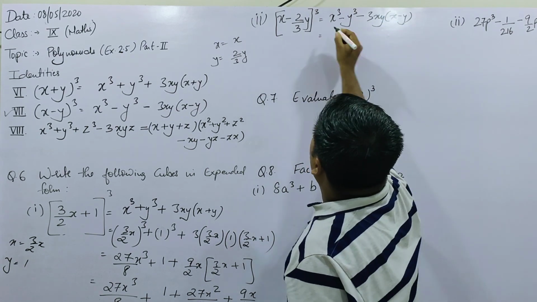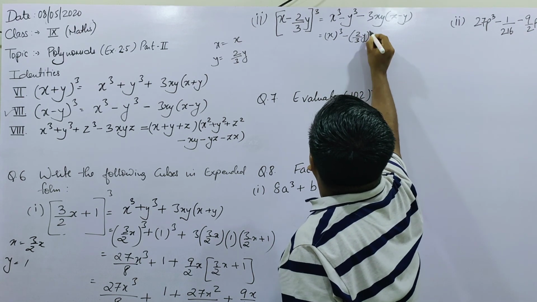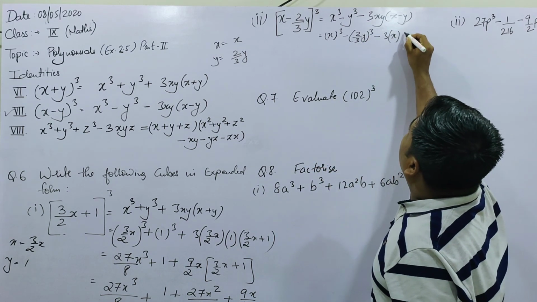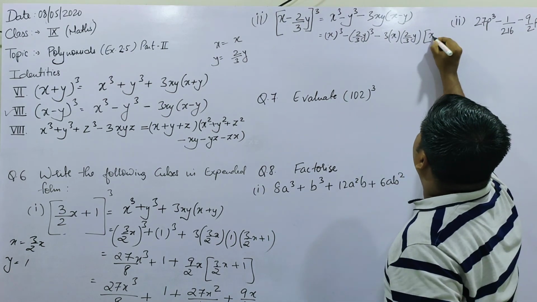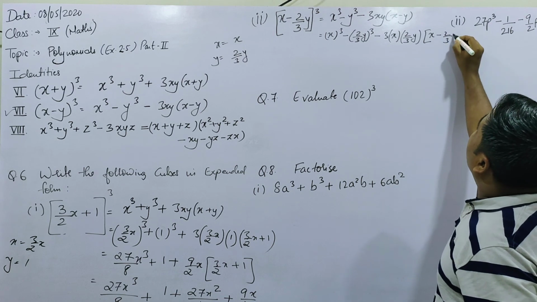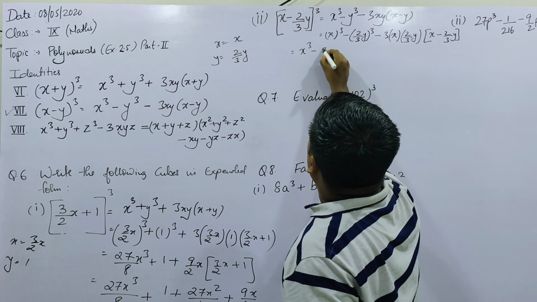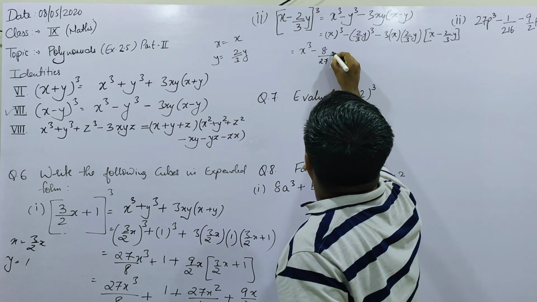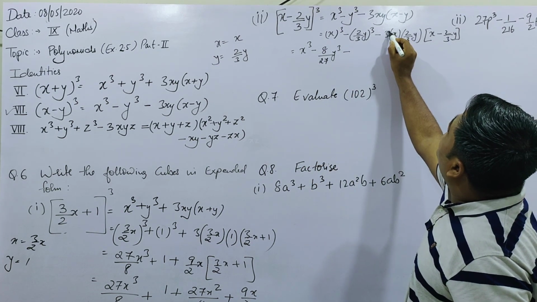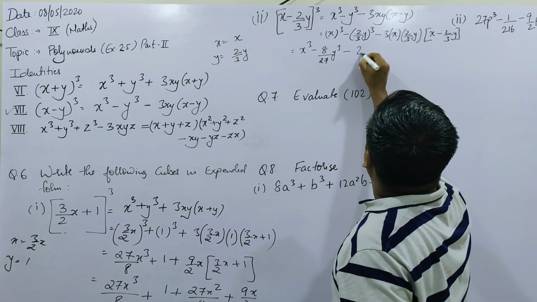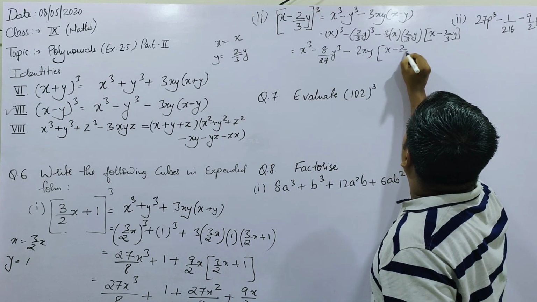Let us see. Here x is x, the whole cube, minus y is 2 by 3y whole cube, minus 3 into x is x and y is 2 by 3y, and the big bracket x minus y, where x is x and y is 2 by 3y. So let us now solve the brackets. This is x cube minus 8 by 27y cube minus, 3 and 3 get cancelled, this is 2xy, big bracket x minus 2 by 3y.